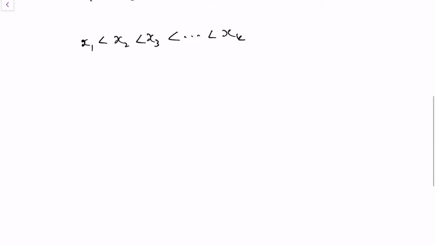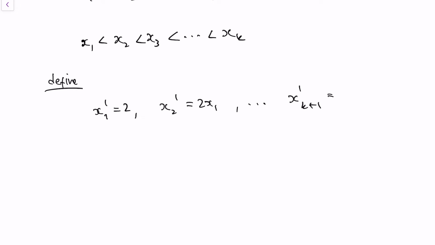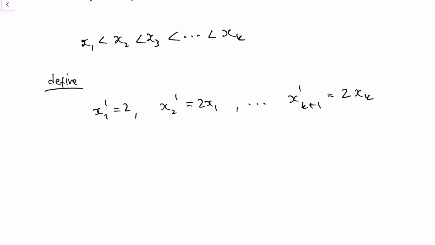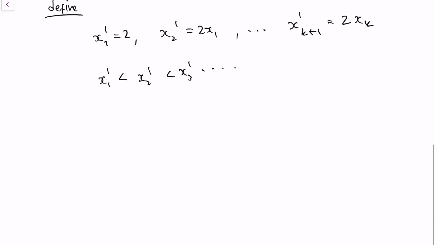Okay, so let's define x1 dash to be 2, x2 dash to be 2x1, and so on, all the way up to xk plus 1 dash to be 2xk. So the ordering here still holds because all we did is multiply by 2. So we have x1 dashed is less than x2 dashed is less than x3 dashed and so on, right? So they are distinct positive integers.